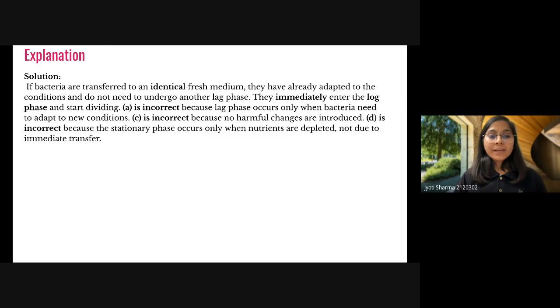So if bacteria are transferred to an identical fresh medium, they are already adapted to the condition and do not need to undergo another lag phase. They immediately enter the log phase and start dividing. So that's why this answer is the right one.